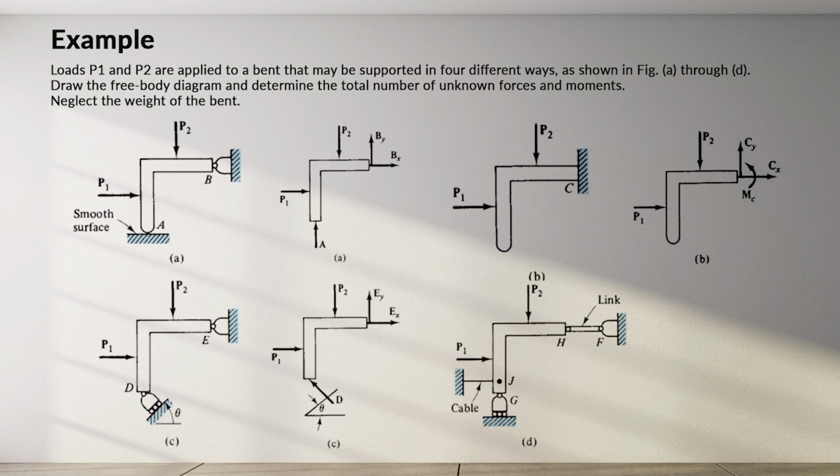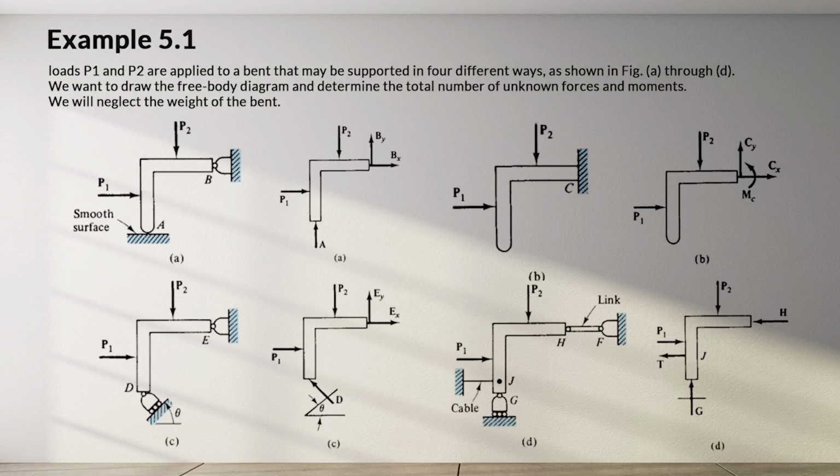In figure C, we have a roller at D and we still have a hinge on E. We will have 3 reactions here. In figure D, we will have a cable reaction. The cable reaction always has the tension reaction, so it's one direction only. We have a roller on G and a link at H.